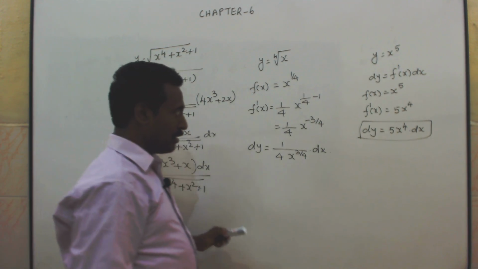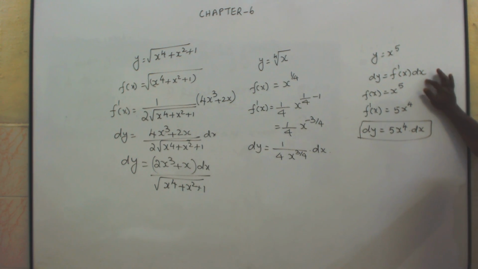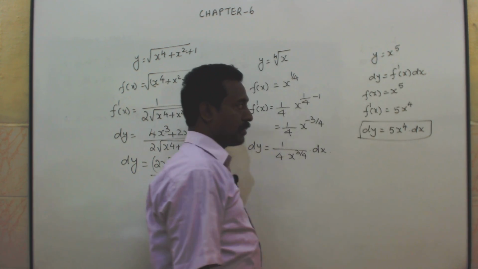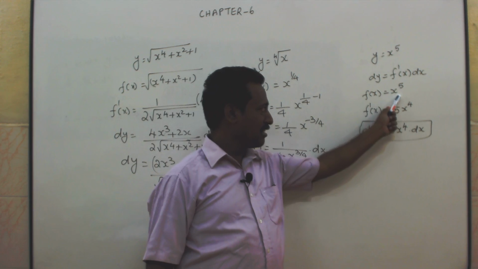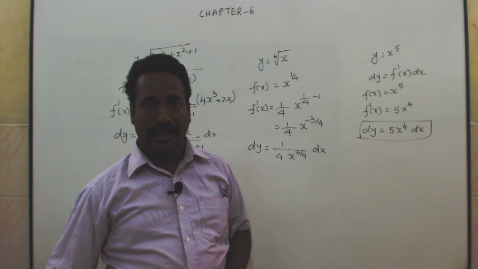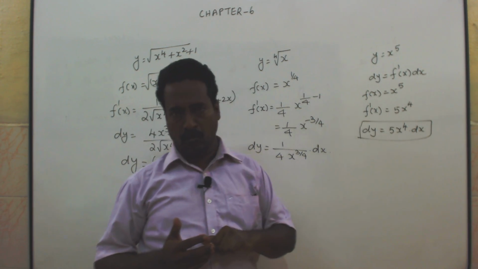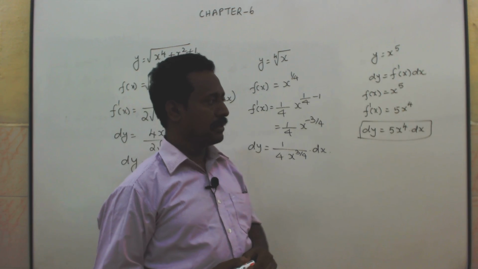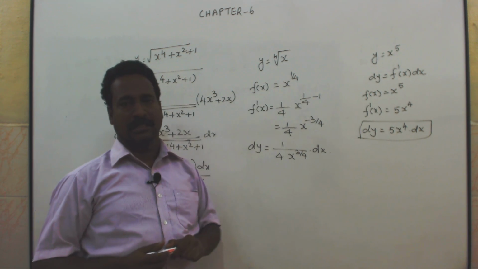Listen again. Given y equal to x power 5, to find dy using the formula f dash of x into dx, f of x is equal to x power 5, f dash of x is 5x power 4, because this is in the form of x power n. x power n is nothing but n x power n minus 1. 5x power 5 minus 1 is 4. dy equal to 5x power 4 into dx. This is the answer.